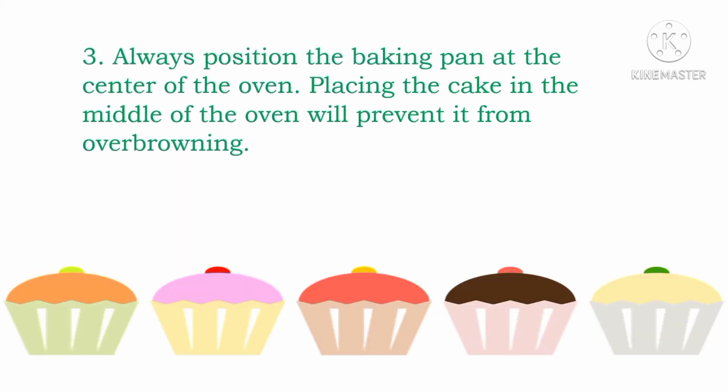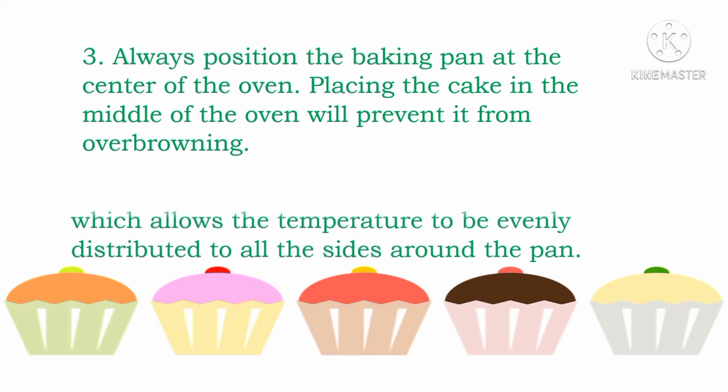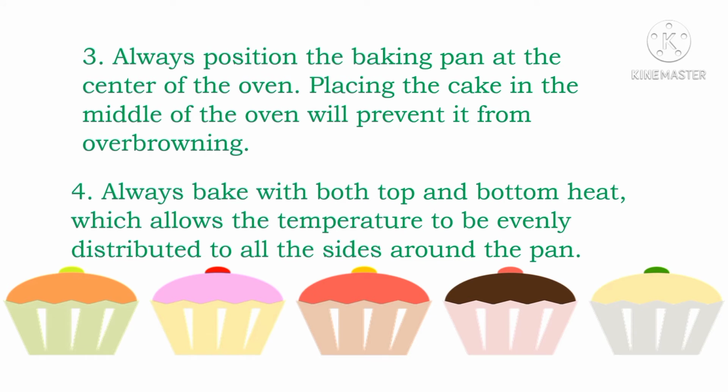Number 3. Always position the baking pan at the center of the oven. Placing the cake in the middle of the oven will prevent it from over-browning. Number 4. Always bake with both top and bottom heat, which allows the temperature to be evenly distributed to all the sides around the pan.